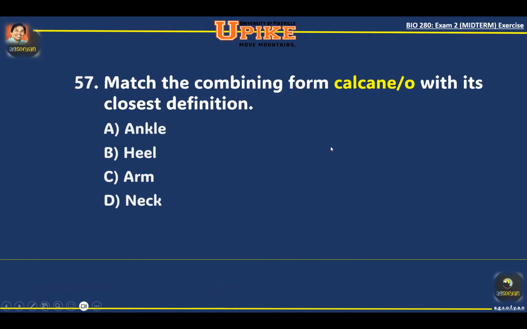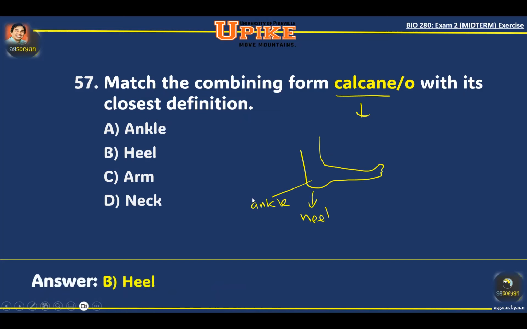Match the combining form of calcaneus. Calcaneus is related to the foot area. If you have a foot like this, we have the heel and we have the ankle over here. So calcaneus is the heel, the bones over there.